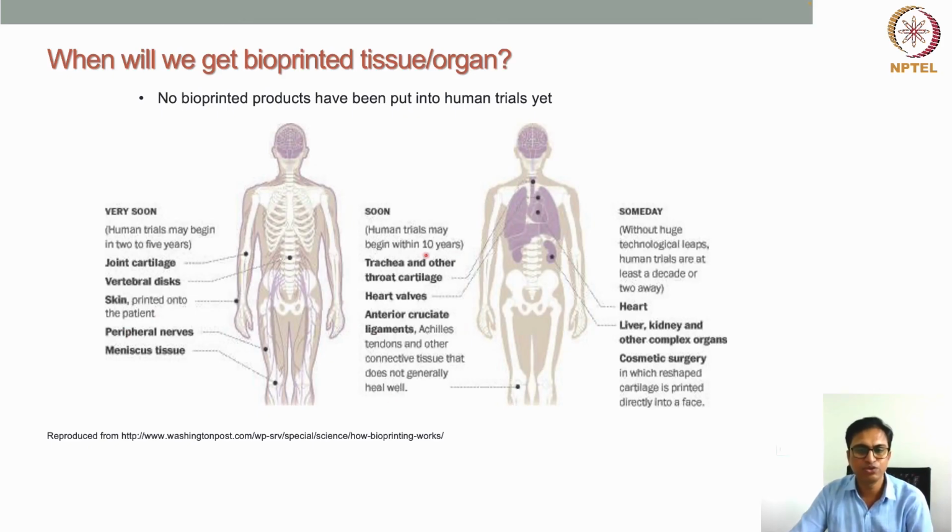In the soon category are things like trachea, throat cartilage, heart valves, anterior cruciate ligament, Achilles tendon. These things can take probably around 10 more years or so before they can be used for clinical applications. But if you think about complex tissues like solid organs, such as heart, liver, kidney, lung, it may take 10 to 20 years before they can be used for clinical applications. As I said, there are some technological limitations and also some regulatory challenges.